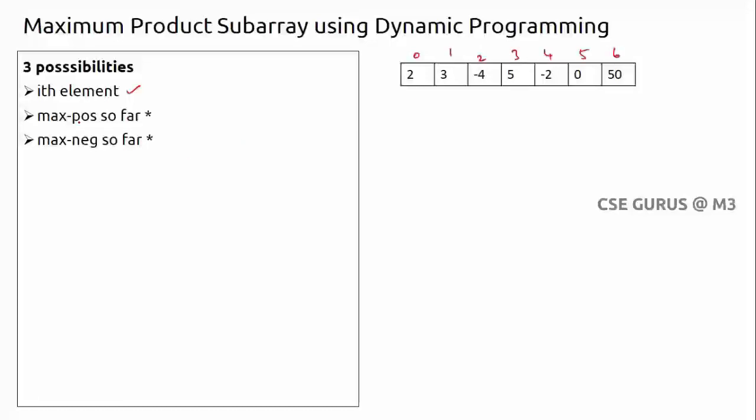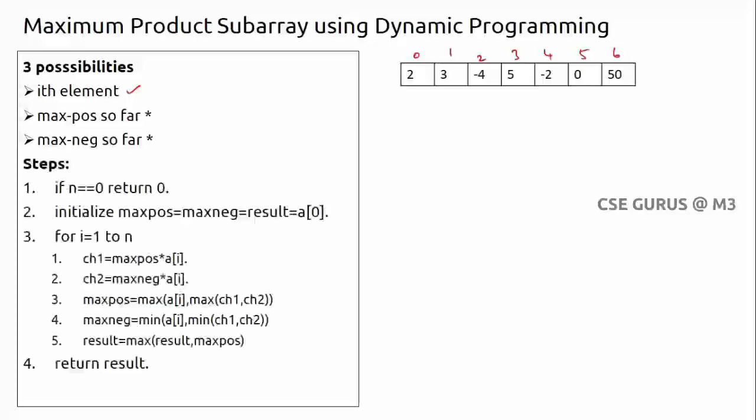Yeah, I have written an algorithm here. You can see I'm showing the steps. By default, if n is 0, there are no elements, so return 0 directly. Now here I'm taking 5 variables. You can see the one which is maximum positive, maximum negative, result, choice 1 and choice 2. I'll show you why these things are most important.